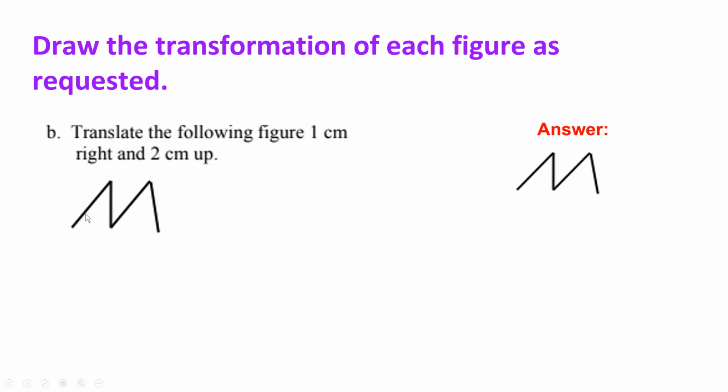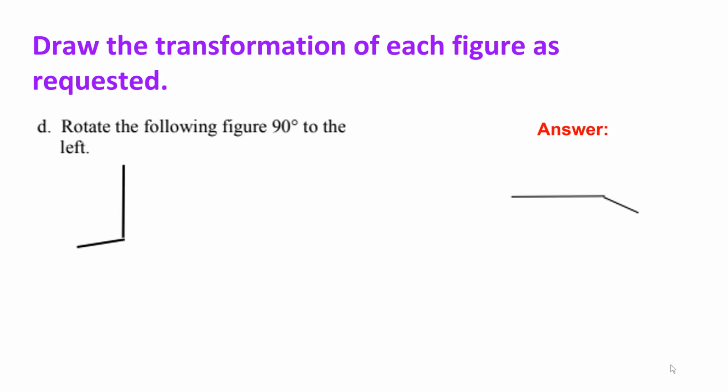And this is a translation. It doesn't have to be exact, but when you're doing this on paper, you should have a ruler and you should measure 1 centimeter to the right and about 2 up. So this M should be about right here, like that. Rotate the following figure 90 degrees to the left. Over here you see the figure on the right is flat now, while here it was kind of standing up, and this L looking figure would be right down here if you can see the arrow, and that's it. So that's the last slide.